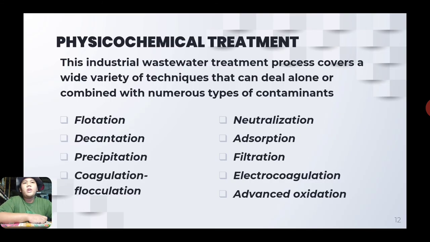Lastly, the physicochemical treatment. The industrial wastewater treatment process covers a wide variety of techniques that can deal, alone or combined, with numerous types of contaminants: oils and fats, particles in suspension, colloidal substances, color, non-biodegradable organic matter, dissolved metals, and hydrocarbons. The treatment methods concerned are the following: flotation, decantation, precipitation, coagulation, flocculation, neutralization, absorption, filtration, electrocoagulation, and advanced oxidation.